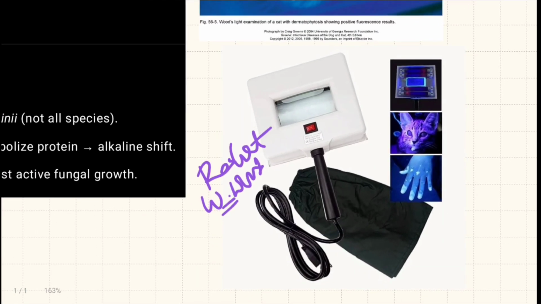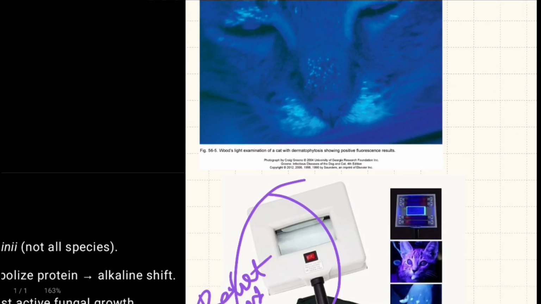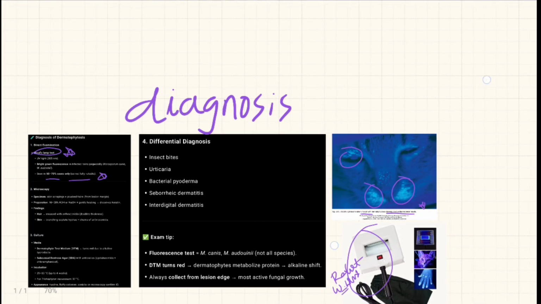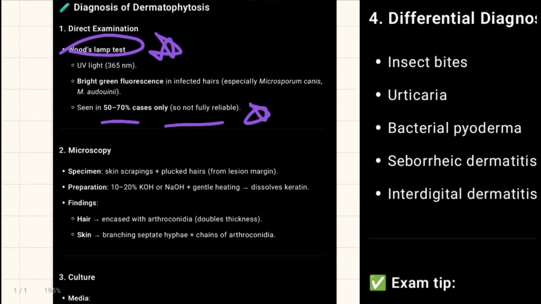So basically, the Wood's lamp technique involves a Wood's lamp which has a filter. The filter blocks the visible light and only allows the UV light. Thereby, the projected tissues emit the bright green fluorescence. Here you can see the fluorescence emitted from the dermatophyte infection sites. This is a cat with dermatophytosis showing positive results for the fluorescence. So this is about the direct examination of dermatophytosis.